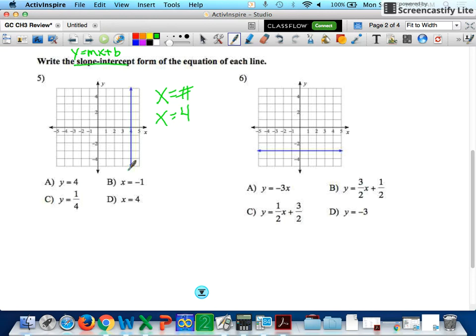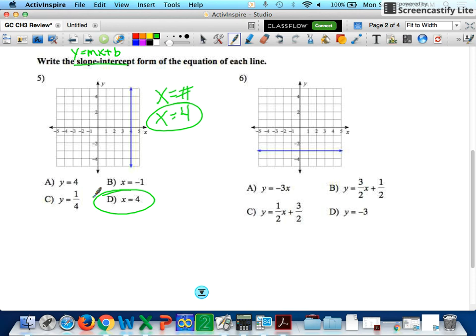There's an answer. All of these are our answers. It encompasses every single y value. X equals 4 is every single option. X equals 4. Remember, our calculator won't figure that one out for us. That one you got to know.